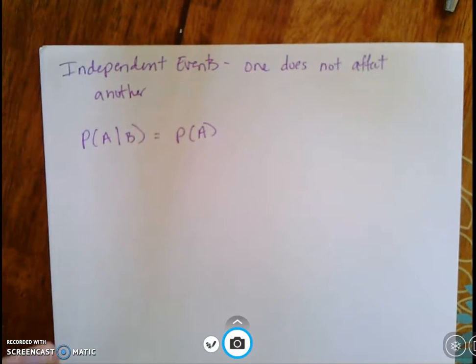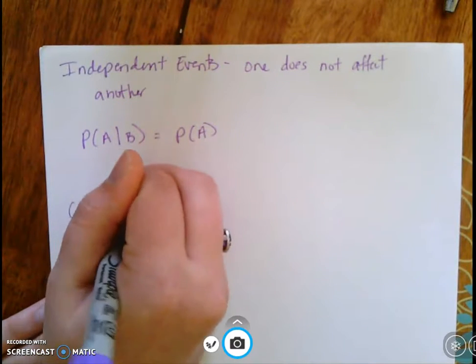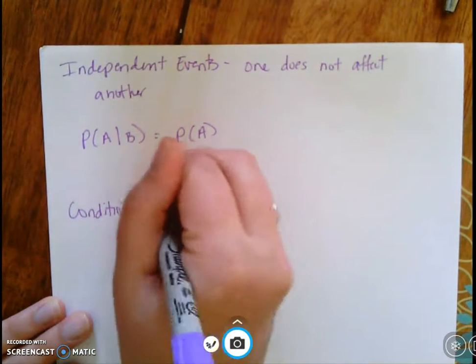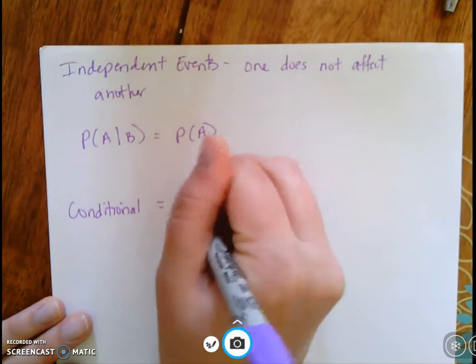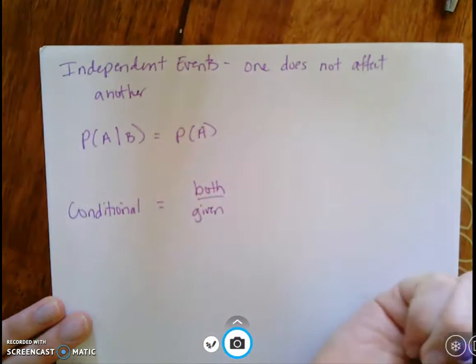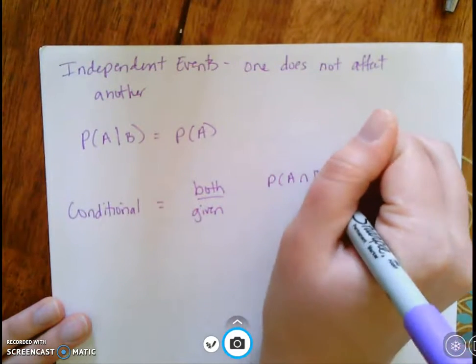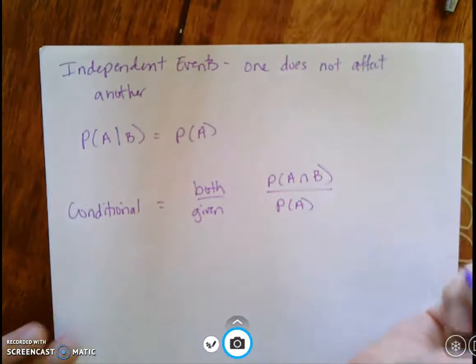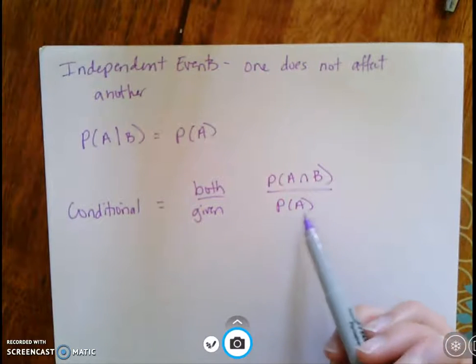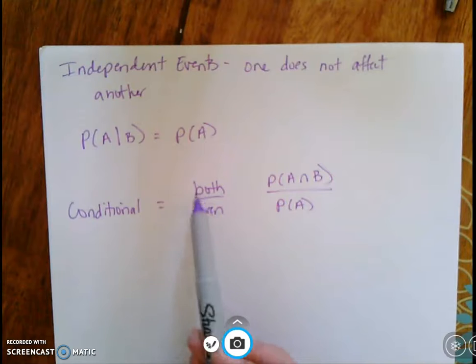For your conditional probability one, the formula for this, I always call it both over given. But the official way is the probability of A and B over the probability of A. So if I know that A happened, it'd be the probability of A and B happening. But I call it both over given. So both A and B over A.